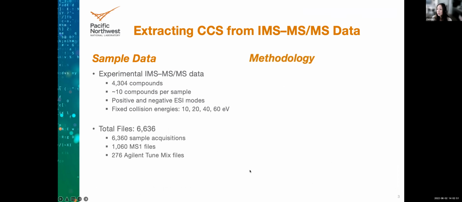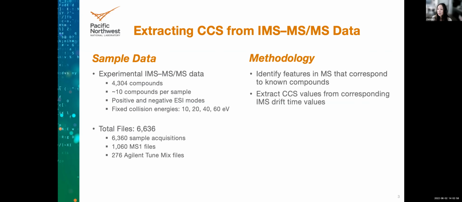And to curate our library, we first use our software to identify mass spec features corresponding to known features. Then we use the Agilent tune mix calibration curves to extract CCS values corresponding to those features. And finally, we can store these CCS values in some sort of library.